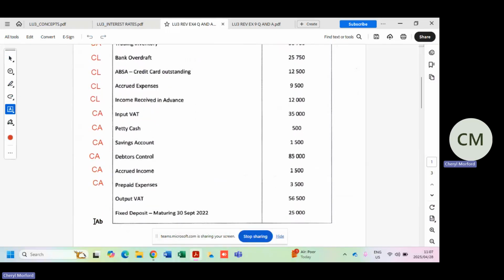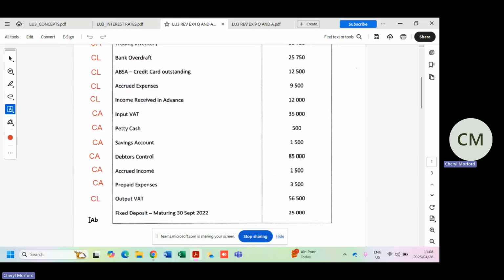Then our output VAT, this is what we charge customers on sales. And this is what we need as a business to pay into SARS. So this is due by the business, therefore current liability.